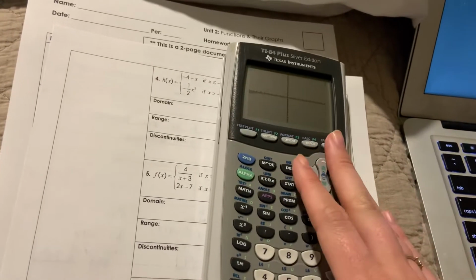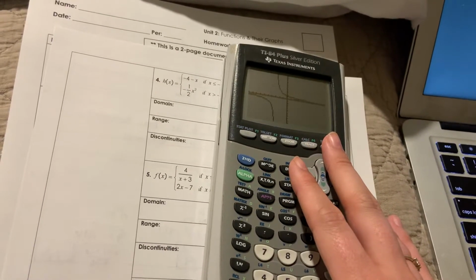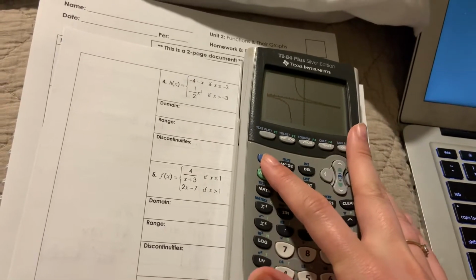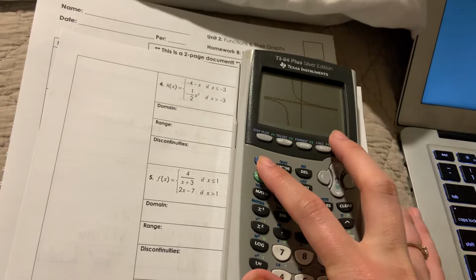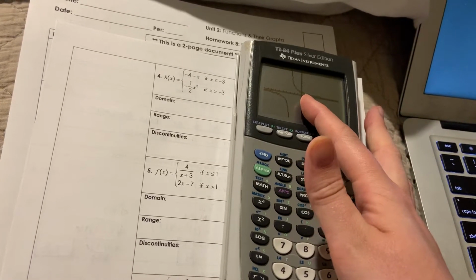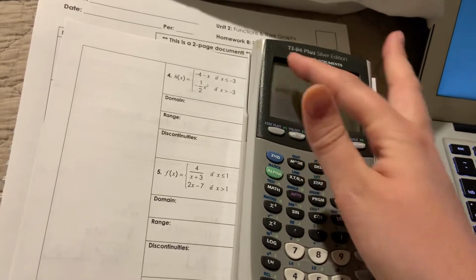Okay, graph this. So I see that it's the rational function, which makes sense, right? Remember this is how rational looks. So the one thing is x is less than or equal to 1. So it's only going to be from here and then moving on this side of the graph.